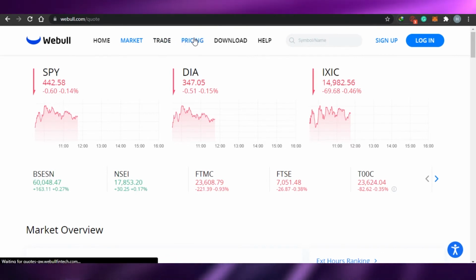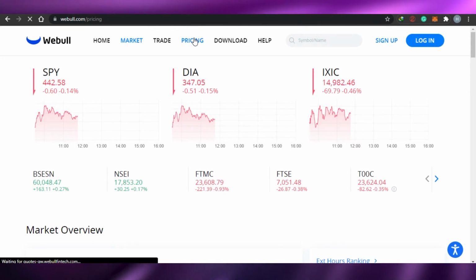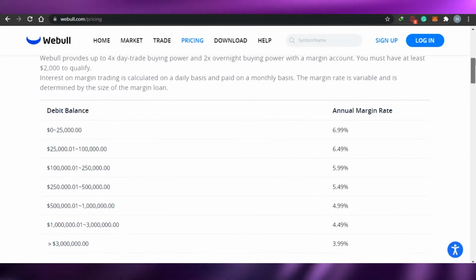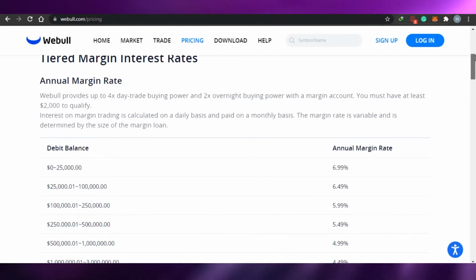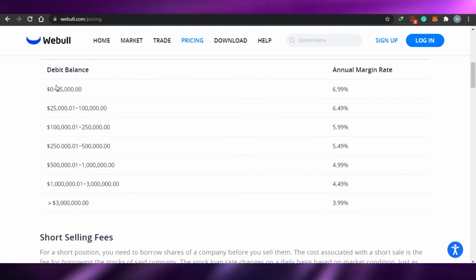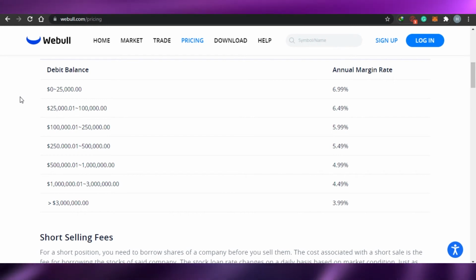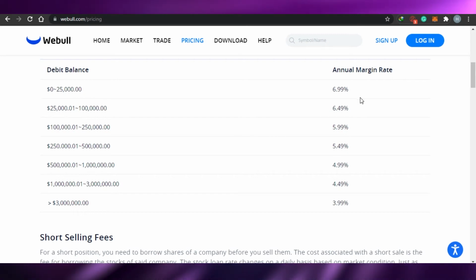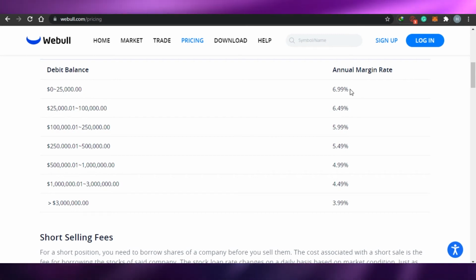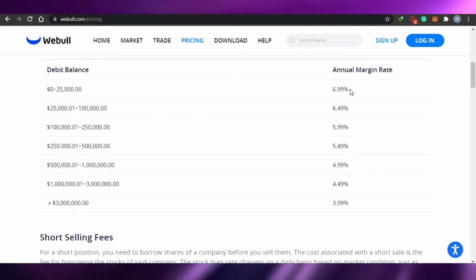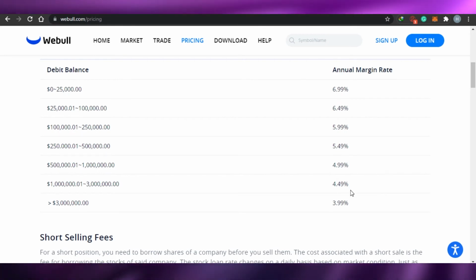So if we go to pricing right here, let's check out the pricing for WEBULL. Okay, you can see right here that they have an annual margin rate. It depends on your earnings. So if your debit balance is $0 to $25,000, then your annual margin will be 6.999%, almost like 7%, you can say. That's the percentage of how they work, and this decreases as your debit balance increases.